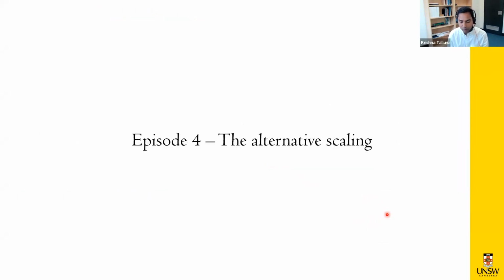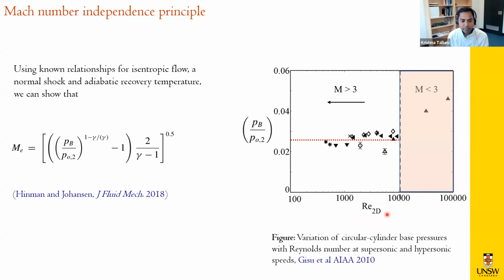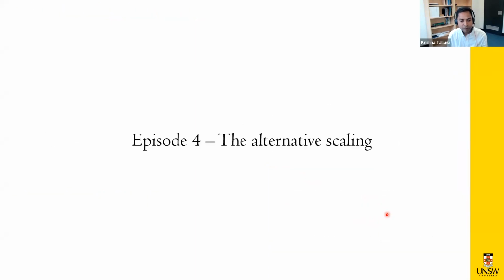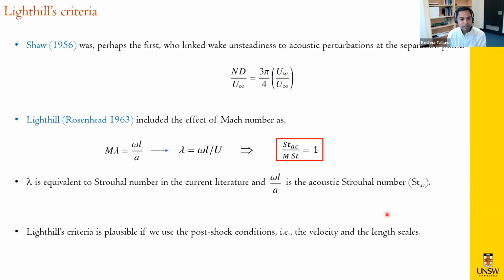So together, these statements have actually helped me to think there must be an alternative scaling. If you look at the physics of the boundary layer developing downstream of the shock, it seems more sensible to use the post-shock conditions rather than the pre-shock or the free stream conditions. So we will see if we can provide further justification or analytical reasons to justify this.